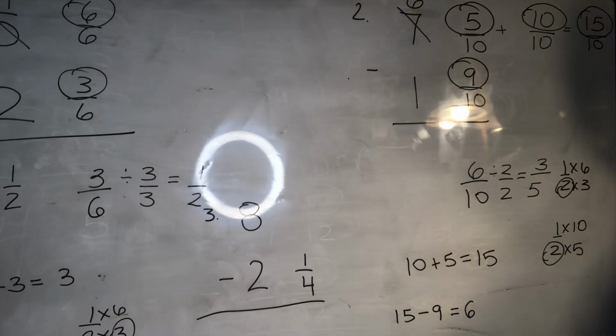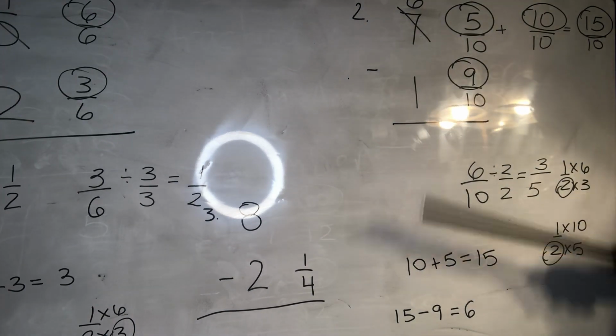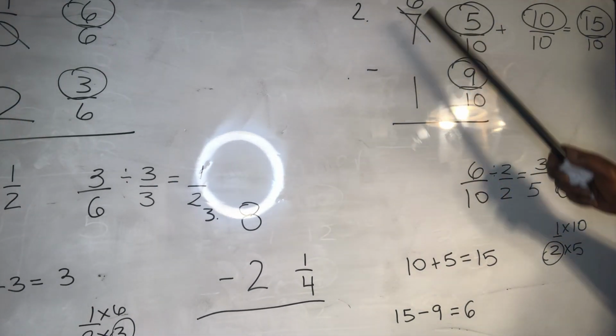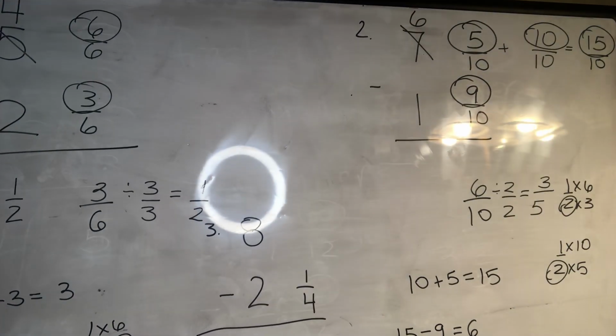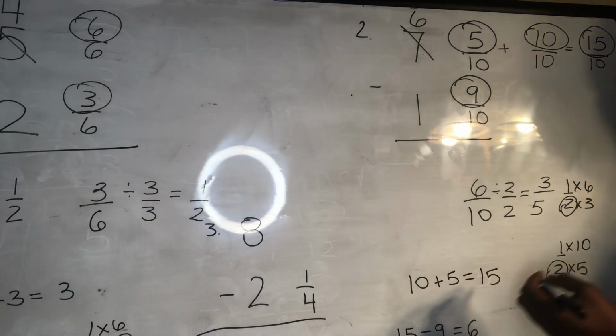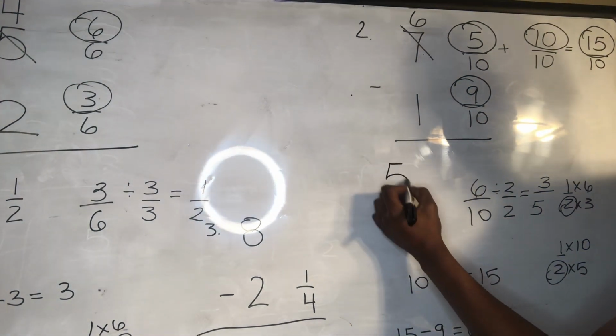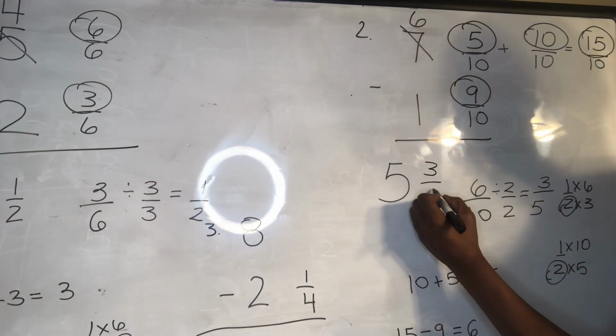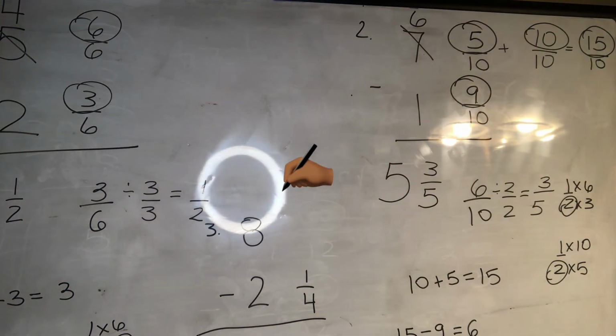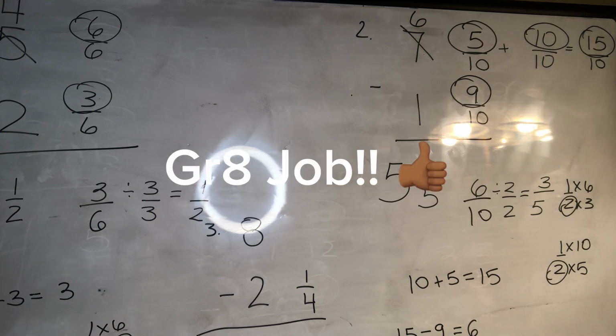Alright guys, so now we're just going to finish the problem out with our whole number side, and that is going to be 6 take away 1, and that's at 1 we count up to 6. We got 5. We got 5 left. So therefore our answer should be 5 and 3 over 5, guys. Great job.